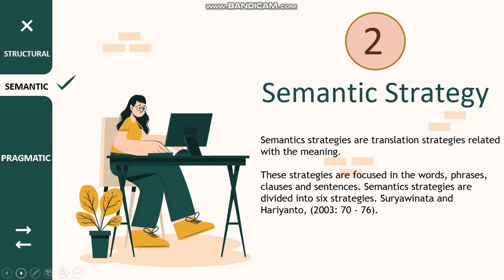Okay, next is semantic strategies. Semantic strategies are translation strategies related to meaning. Semantic translation means that the central concern of the translation is to convey the meaning of the phrase and sentence. This could be paraphrase or literal depending on the balance the translator aims for. Semantic strategies are divided into six strategies: borrowing, cultural equivalent, descriptive equivalent, synonym, official translation, and reduction and expansion.